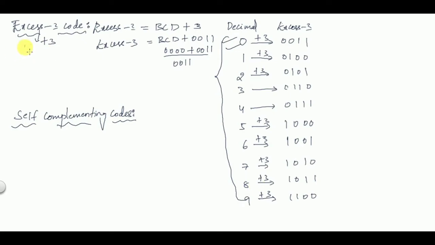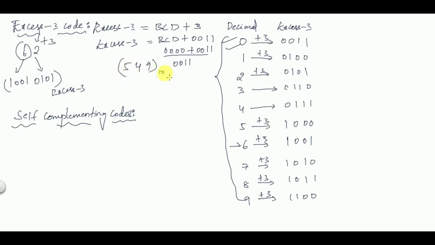For multiple digits, suppose you have 62, how can you represent the XS3 code of 62? You have to represent the XS3 code of each digit separately. The XS3 code of 6 is 1001. Similarly, the XS3 code of 2 is 0101. So this will be the XS3 code for 62. For multiple digits you have to represent the corresponding XS3 code separately.